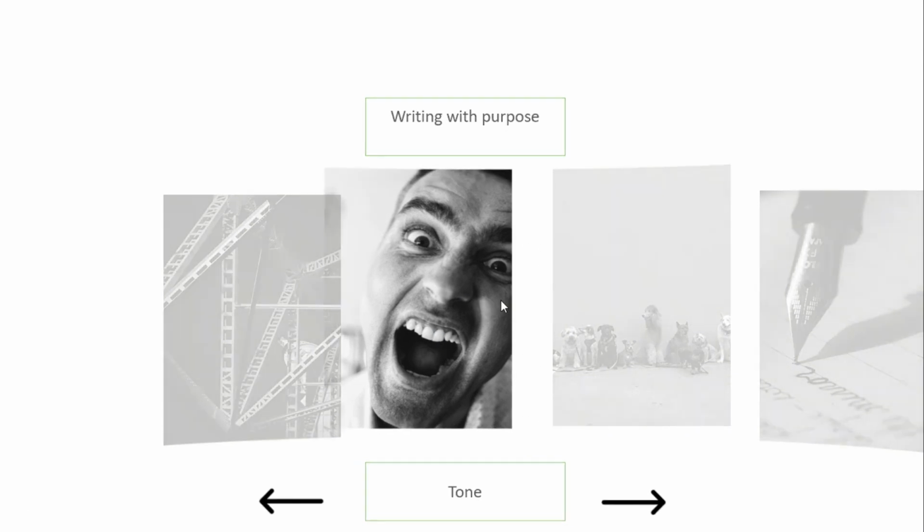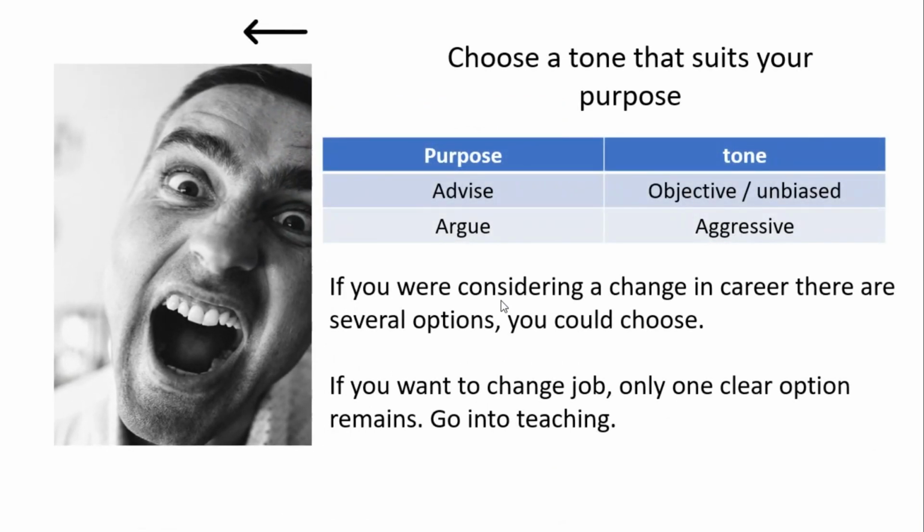Okay, next we're going to move on to tone. I've given these two tones, advise and argue, and you've got to choose the appropriate tone. They're not going to tell you which tone to write for, but they might say write to advise or write to argue. If you are to advise, advising is quite a gentle form of writing. So you'd use an objective or unbiased viewpoint, and we can see the example here. If you were considering a change in career, there are several options you could choose. You see the tone of that, it doesn't have a preference towards anything. They're not selling us anything.